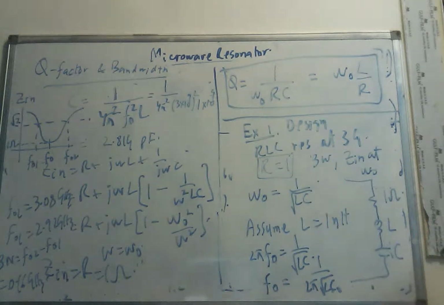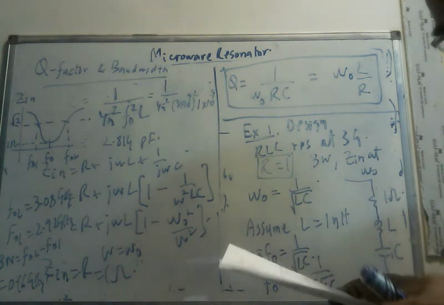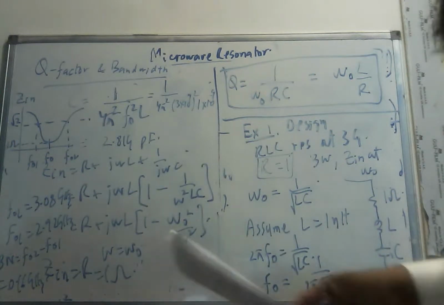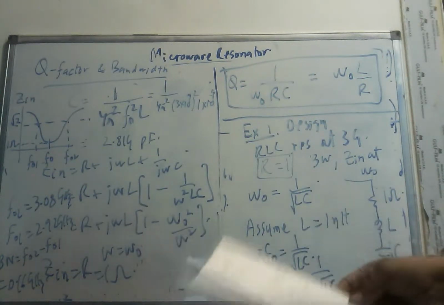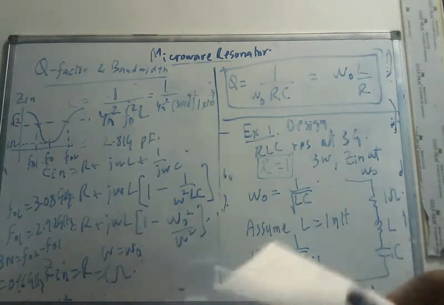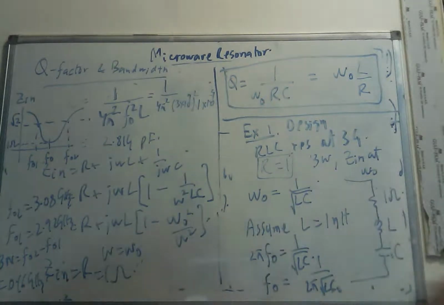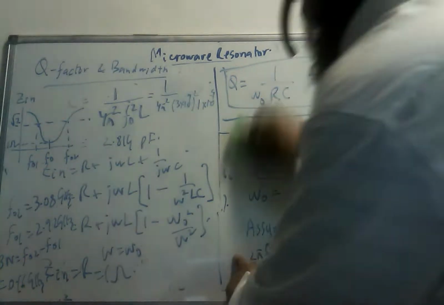All right. Okay. Now this is the end of the example. So now let's go back to this Z input formula and actually calculate the bandwidth of the circuit.